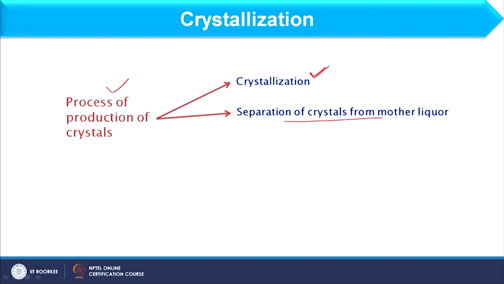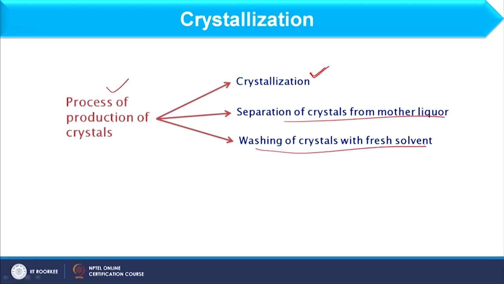As far as the crystallization process is concerned, it has different steps. In the process of production of crystals, the first step is the crystallization itself. Then we have separation of crystals from the mother liquor. Then washing of the crystals with fresh solvent to remove impurities, and then drying the moist crystals. In this way we have different steps which we should follow to make the product of different shapes that we consider as crystals.